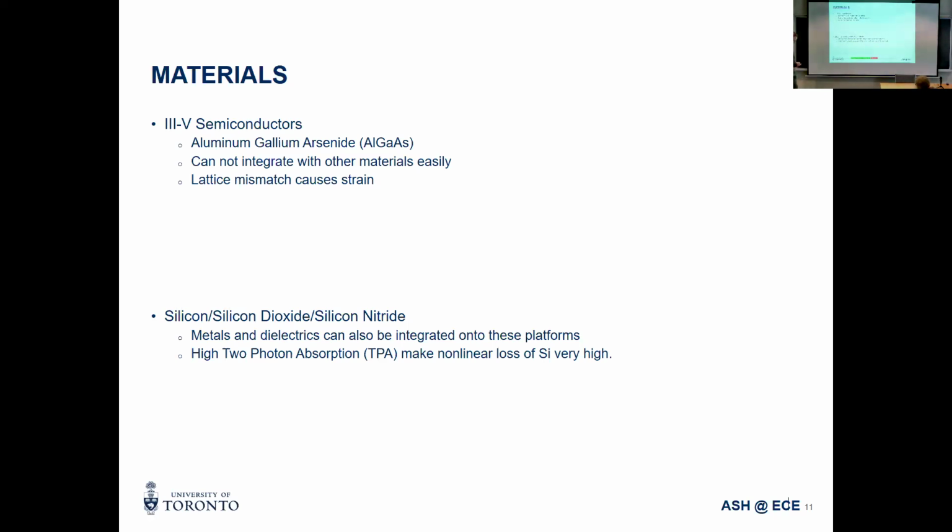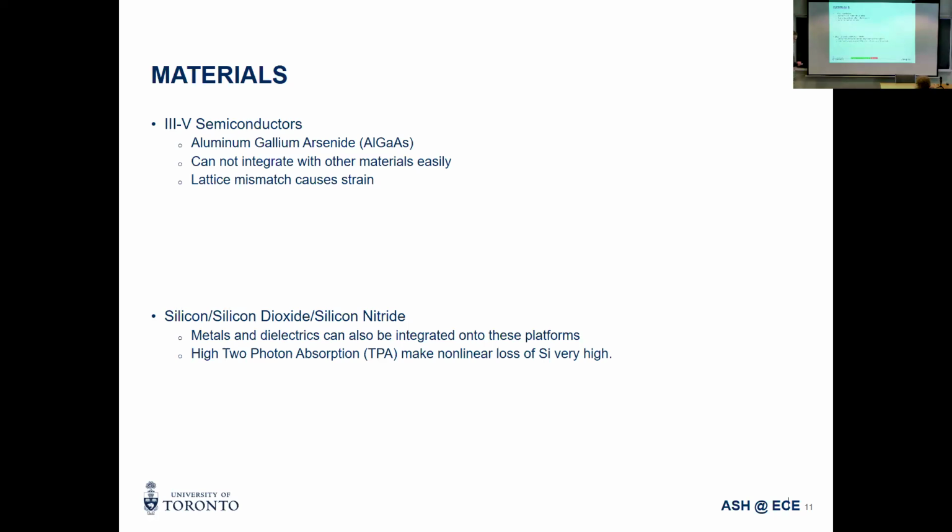And then the other, for squeezing, that I'm talking about is basically silicon, where it's easier to integrate metals and dielectrics. In foundries they can integrate all sorts of metals and dielectrics on these platforms. However, the one problem with silicon is that the nonlinear loss can be very high, especially at telecom wavelengths, 1550, from two-photon absorption. So we don't want to work at those wavelengths. Anything over the band gap of silicon, which is around 1,000 nanometers, 1 electron volt, is going to be a non-starter for this.